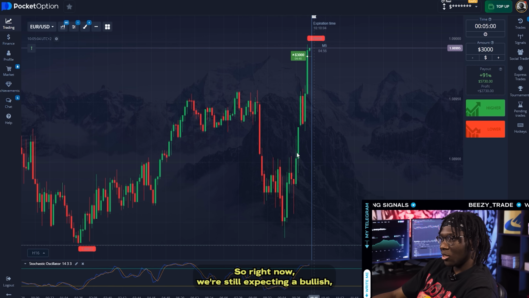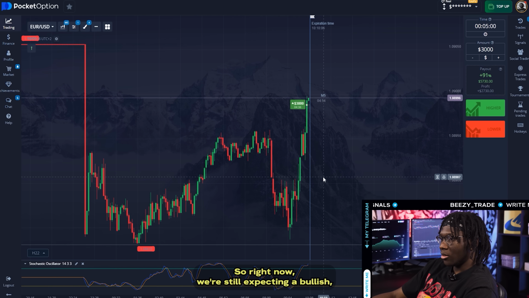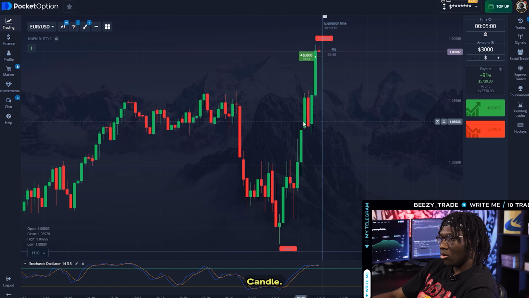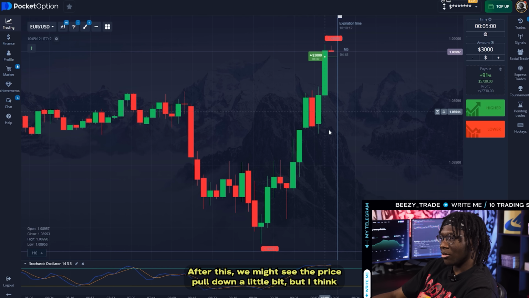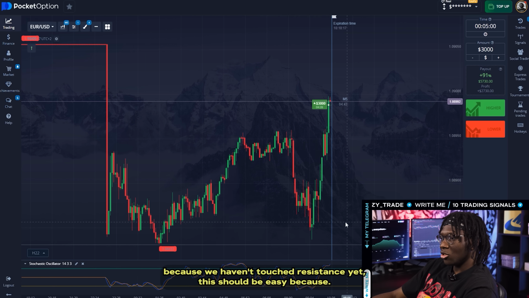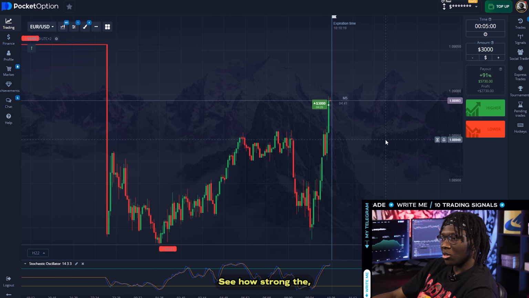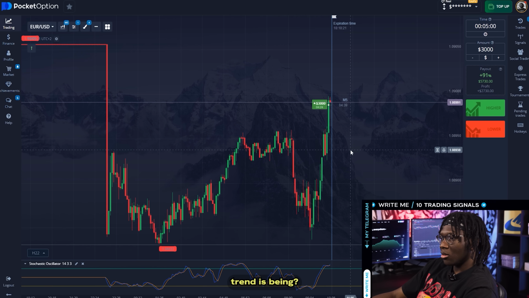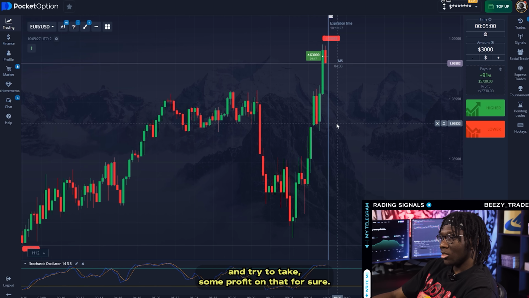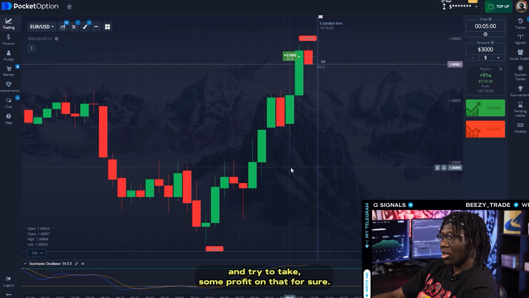So right now we're still expecting a bullish candle off of this. We might see the price pull down a little bit, but because we haven't touched resistance yet, this should be easy. You see how strong the trend is being, and we're going to try to just follow that trend upwards and take some profit on that for sure.